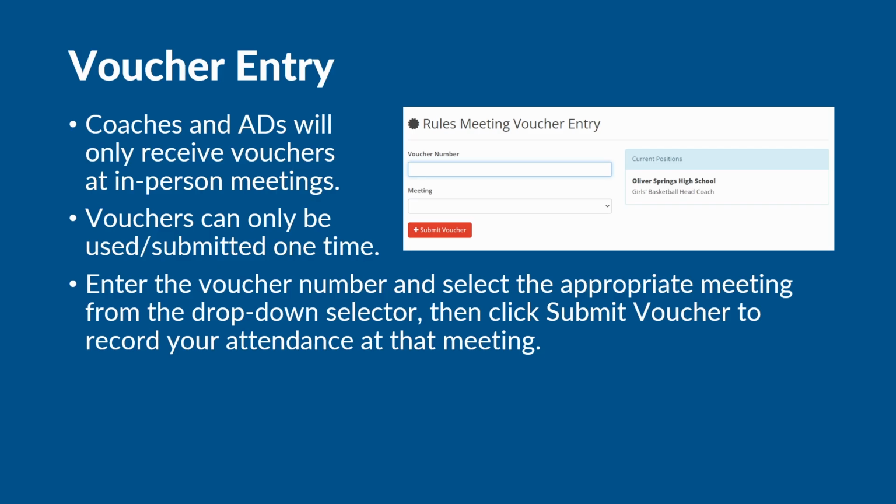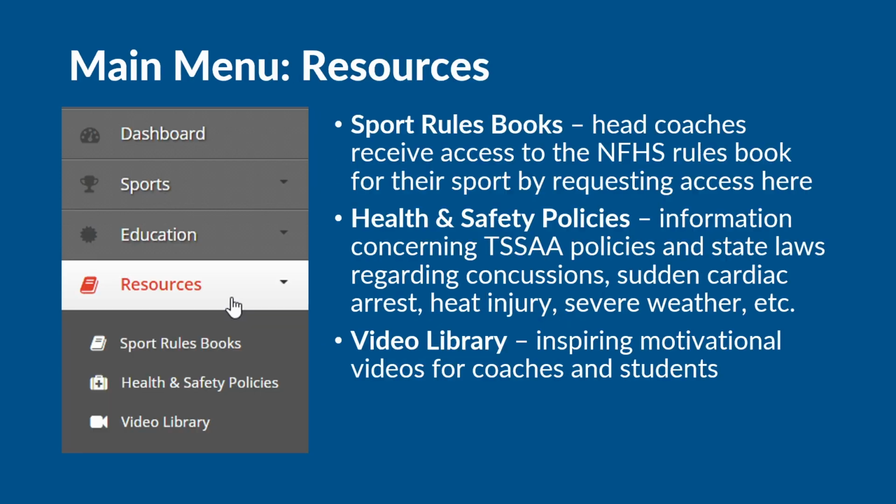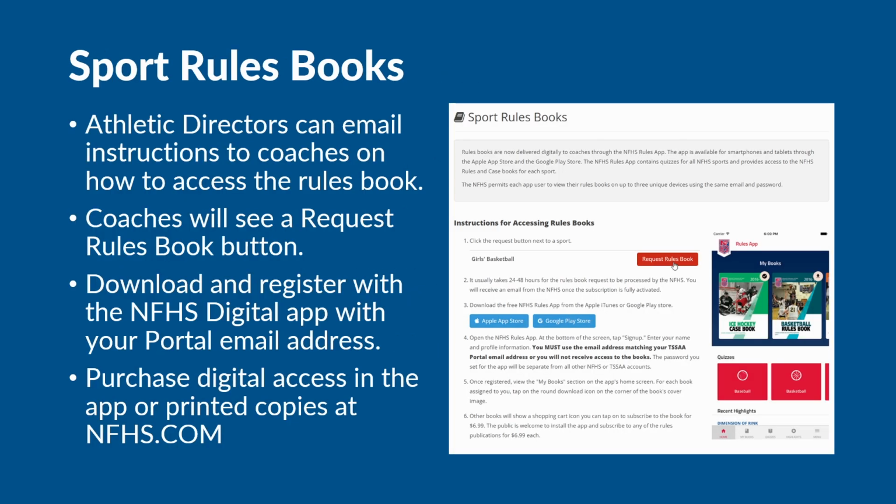The last menu option that we'll look at is Resources, and here you'll find information on sport rules books, health and safety policies, and the video library. Clicking on Sport Rules Books takes you to a screen that's a little different depending on the type of user that you are. Athletic directors, when you click on this, you'll see a list of the head coaches who are eligible to receive access to the rules books.